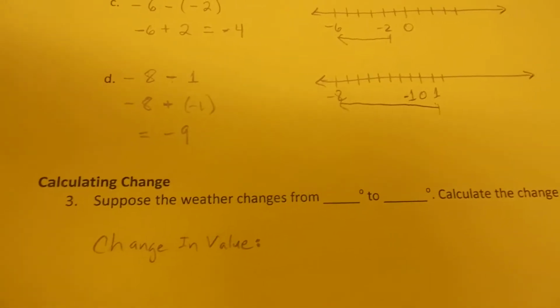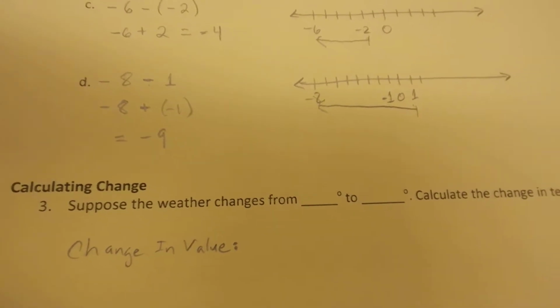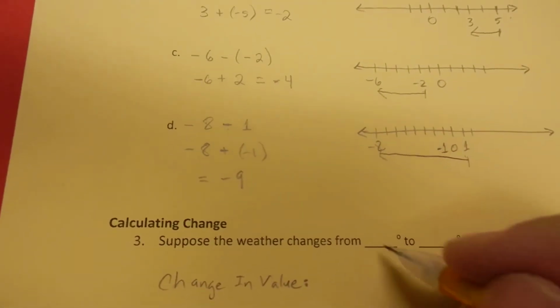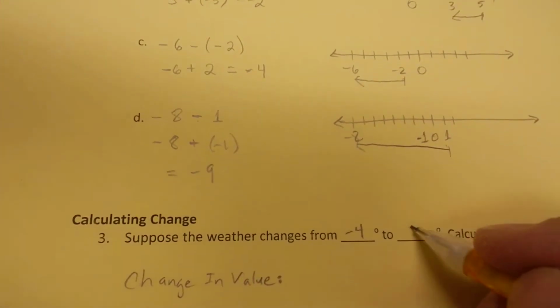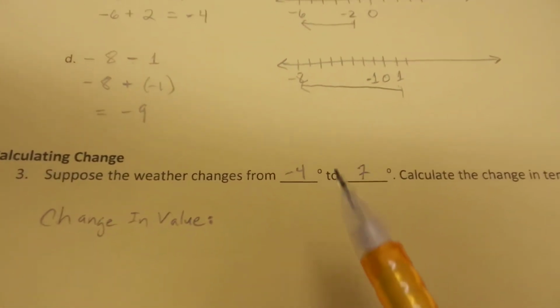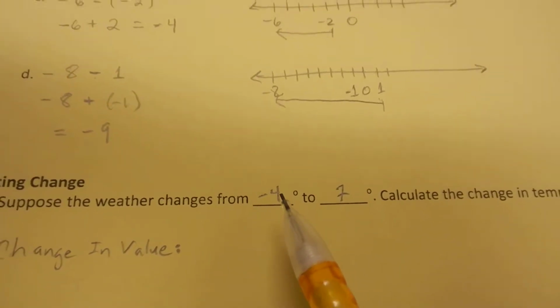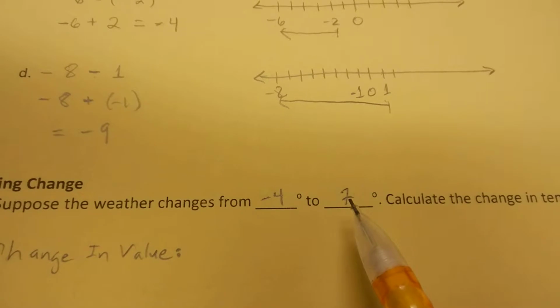Let's take a look at how we calculate change in a quantity. Suppose the weather changes from -4 degrees to 7 degrees. Calculate the change in temperature. Well, one way to think about this is to literally look at a number line from -4 to 7.